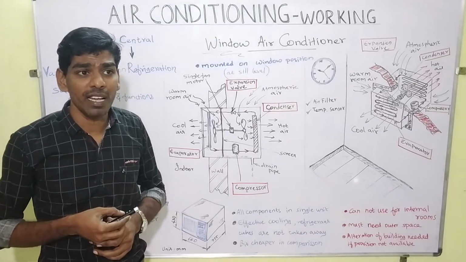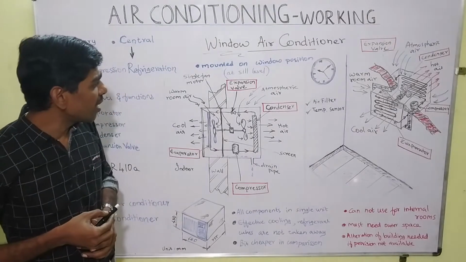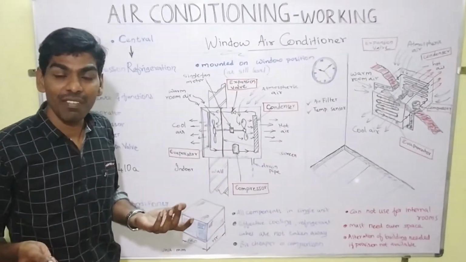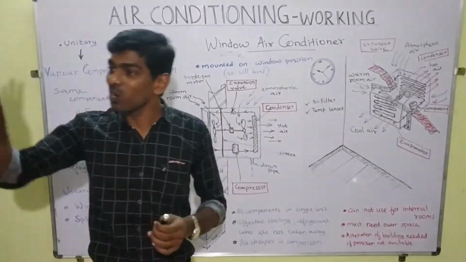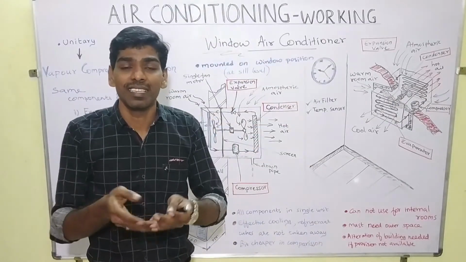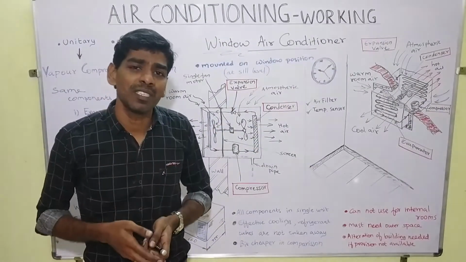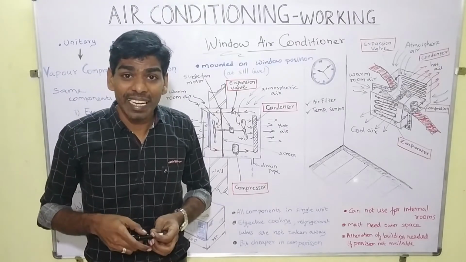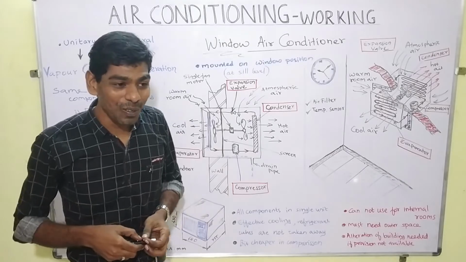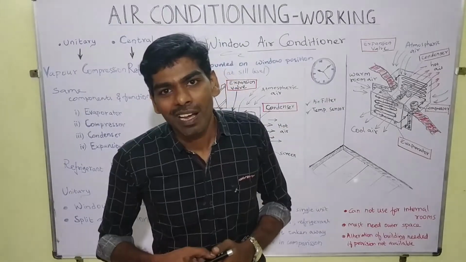So this is about the disadvantage. And one more thing: if we have the provision like this, it's good. If the wall does not have the provision, we need to create a wall with the opening. So some adjustments or alterations are needed in the room, which is not always accepted. So this is about the working of a window air conditioner.